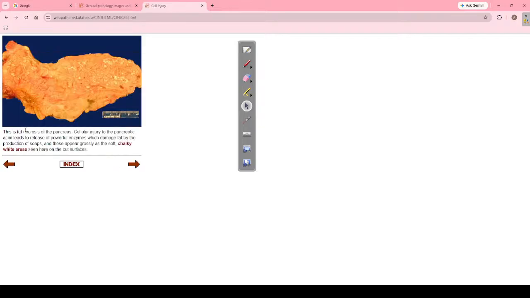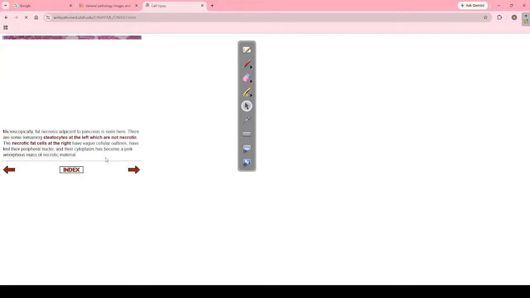Then we have the fat necrosis of the pancreas. Injury to the pancreas will lead to a release of powerful enzymes which damage the fat by production of soaps. These grossly appear as soft, chalky white areas on the cut section.